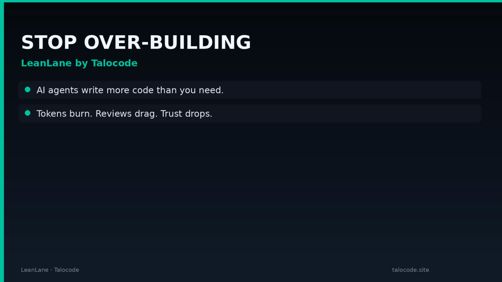It burns tokens. It slows code review. It raises maintenance cost. And it quietly trains your team to accept bloated agent output as normal.